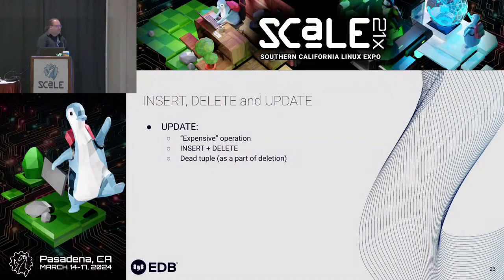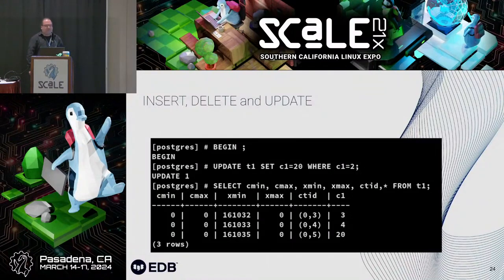Okay. So back to updates. It's an expensive operation. It's insert and delete. Again, it's a dead tuple as a part of deletion. Let's see. And this is going to give us another hint about CTID. We updated a row where C1 equals 2. Just to remind you, the CTID was (0,2).